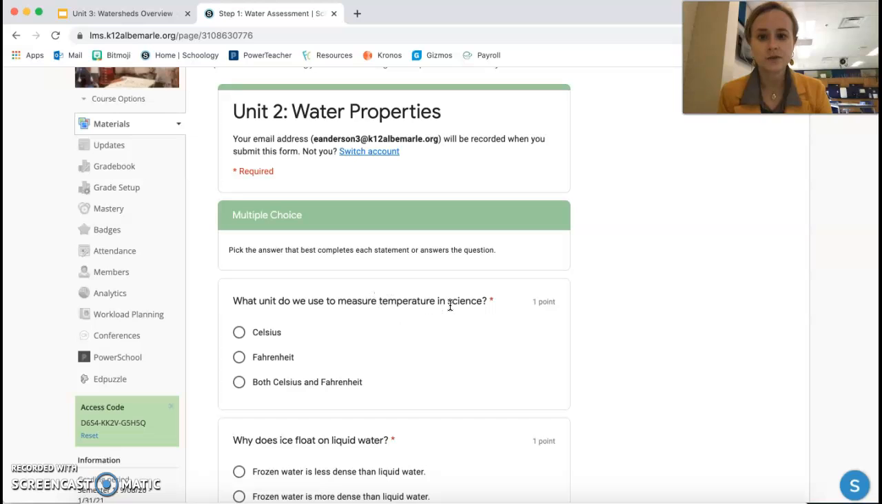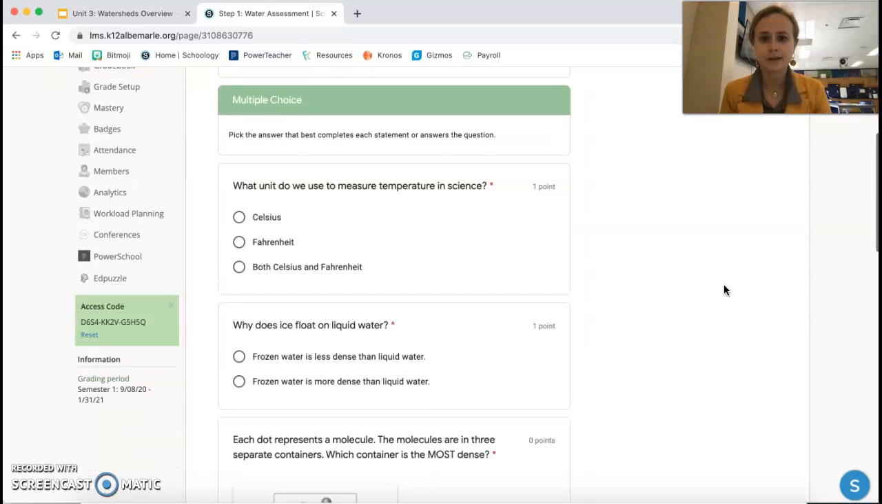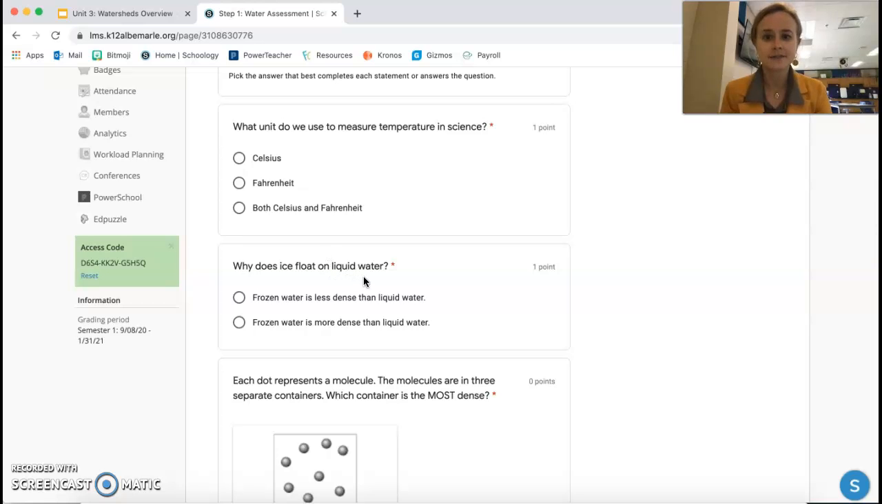What unit do we use to measure temperature in science? Is it Celsius, Fahrenheit, or both? Next question. Why does ice float on water? Is it because frozen water is less dense than liquid water? Or is it because frozen water is more dense than liquid water?